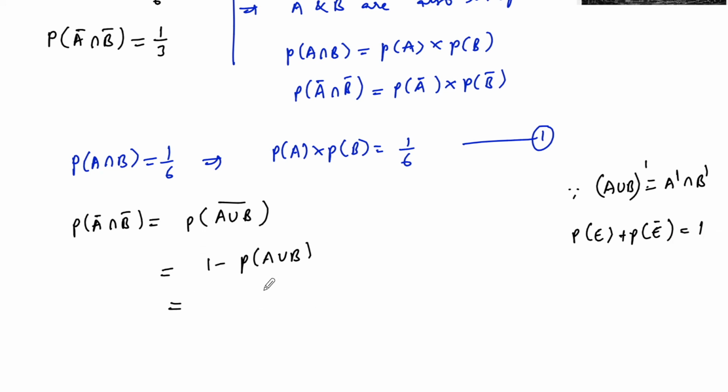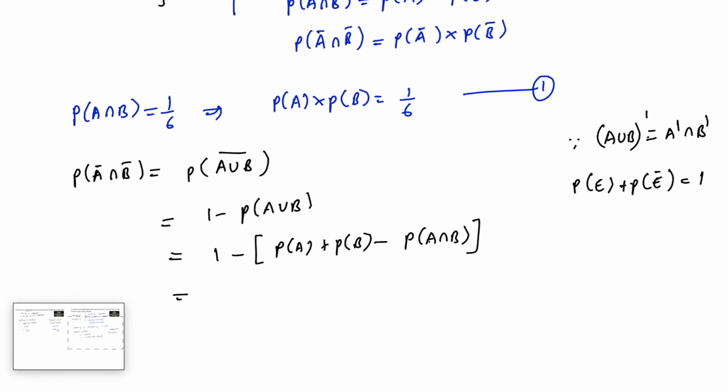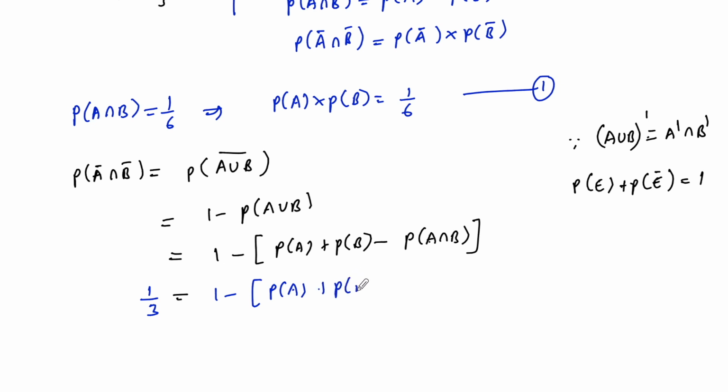So we can write 1 minus P of A union B, and also by the addition theorem, probability of A union B we can write as P of A plus P of B minus P of A intersection B. Since it is given P of A bar intersection B bar is 1 upon 3, 1 upon 3 is equal to 1 minus P of A plus P of B plus P of A intersection B. P of A intersection B is given 1 upon 6.